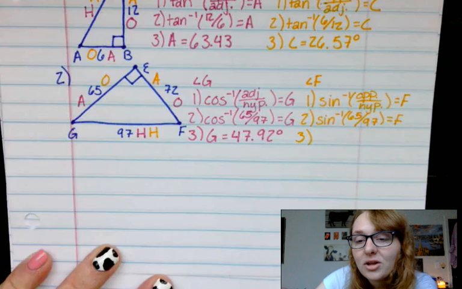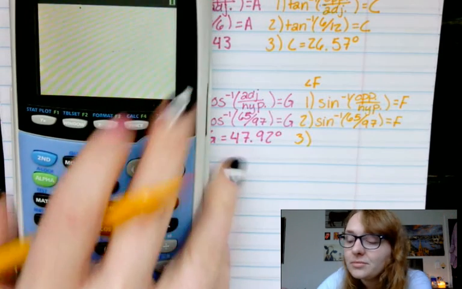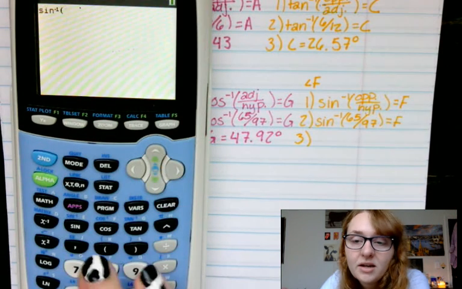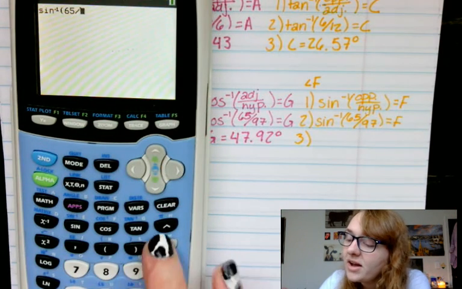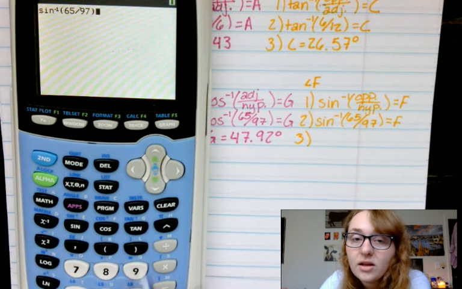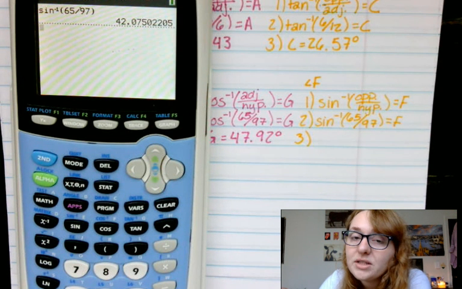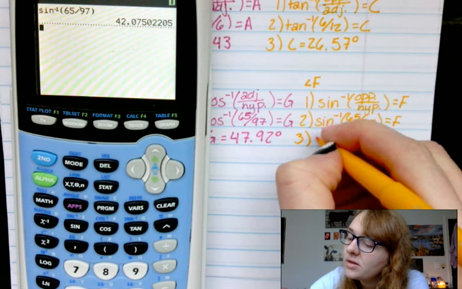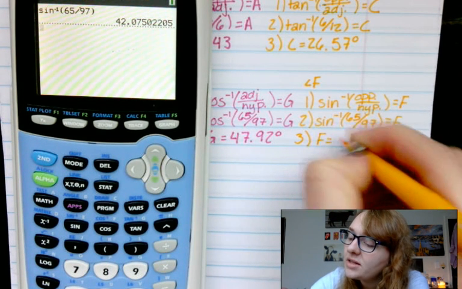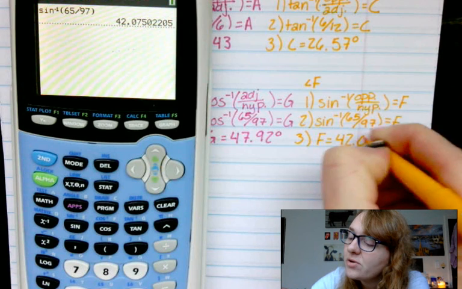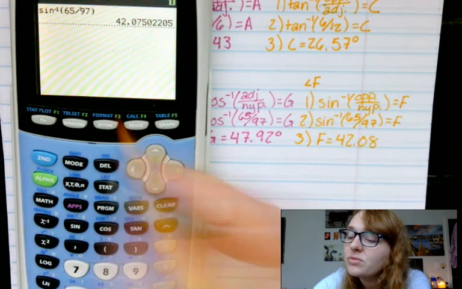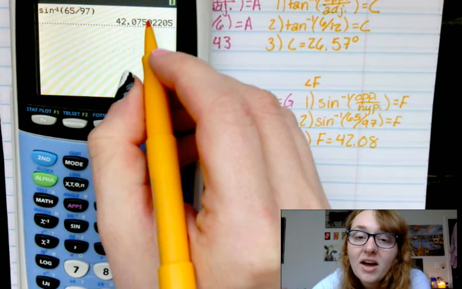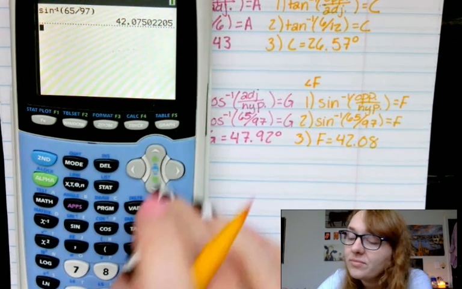All right, so let's go ahead and plug this into our calculator here. The inverse of sine, 65 divided by 97, close parentheses, is going to give us 42.08. So angle F is 42.08. Notice how I rounded up because we had 7.5, and 5 is greater than or equal to 5.